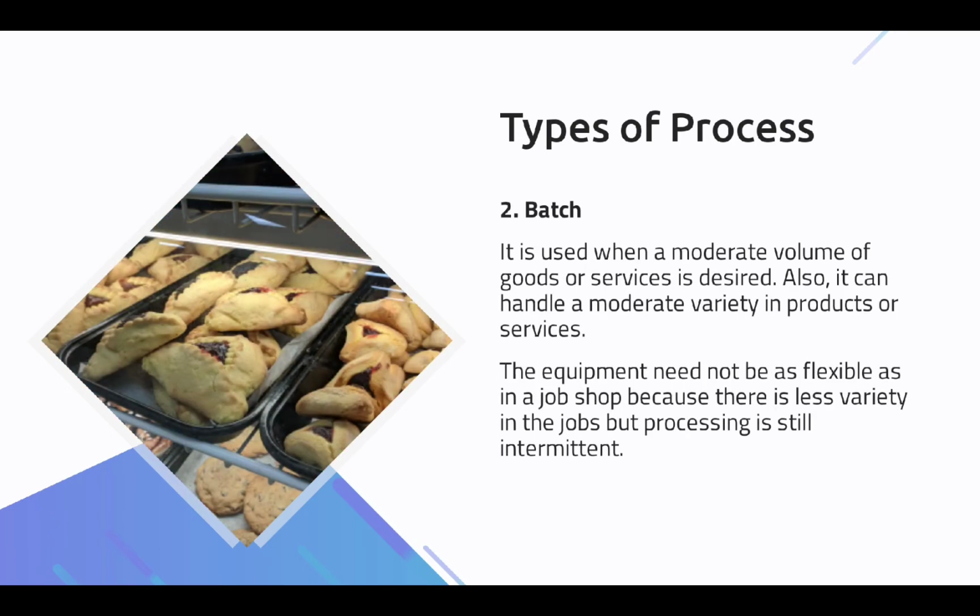Number 2, batch. It is used when a moderate volume of goods or services is desired. Also, it can handle a moderate variety in products or services. The equipment need not be as flexible as in a job shop because there is less variety in the jobs, but processing is still intermittent. The example here is a bakery, which makes breads, cakes, and cookies in batches. Other examples are plane carrying batches of people, a classroom lecture, concerts, and many more.